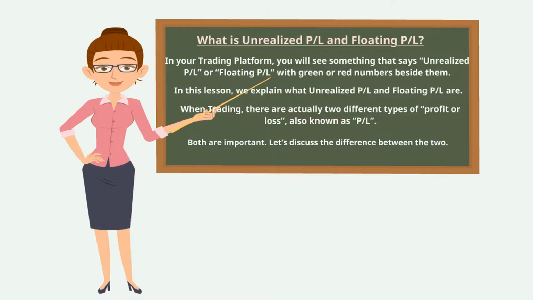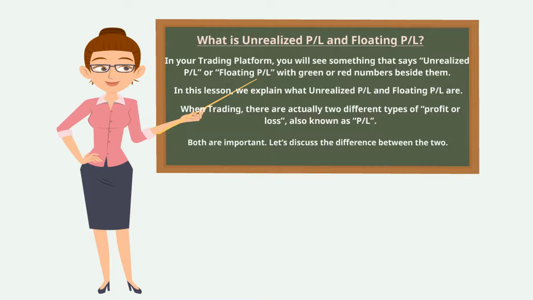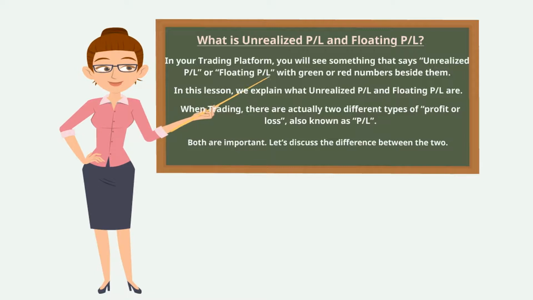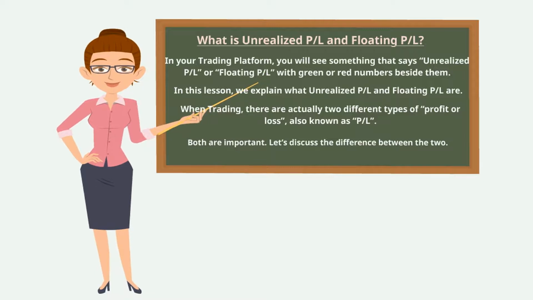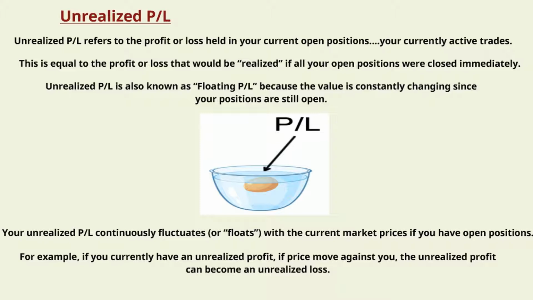In this lesson, we explain what unrealized profit and loss and floating profit and loss are. When trading, there are actually two different types of profit or loss. Both are important. Let's discuss the difference between the two. Unrealized profit and loss refers to the profit or loss held in your current open positions, your currently active trades. This is equal to the profit or loss that would be realized if all your open positions were closed immediately. Unrealized profit and loss is also known as floating profit and loss because the value is constantly changing since your positions are still open.